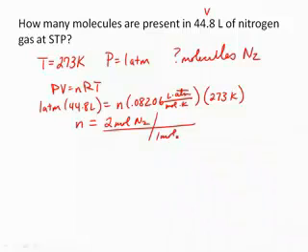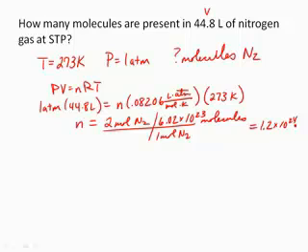1 mole is 6.02 times 10 to the 23rd molecules. So that is 2 times that, which is 1.2 times 10 to the 24th. Okay, now that's one way you can solve this.